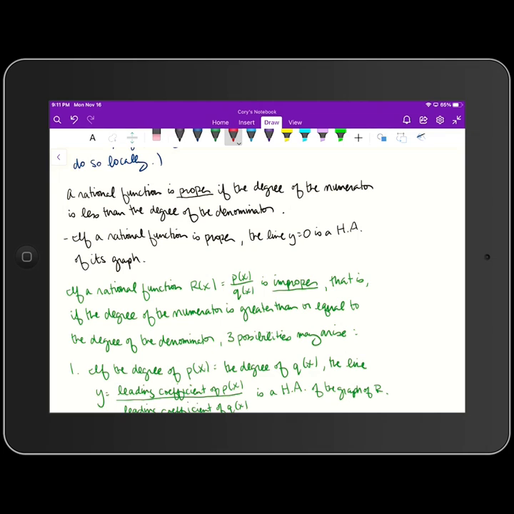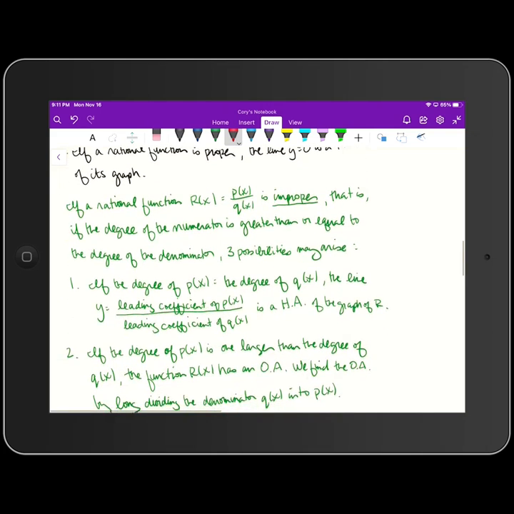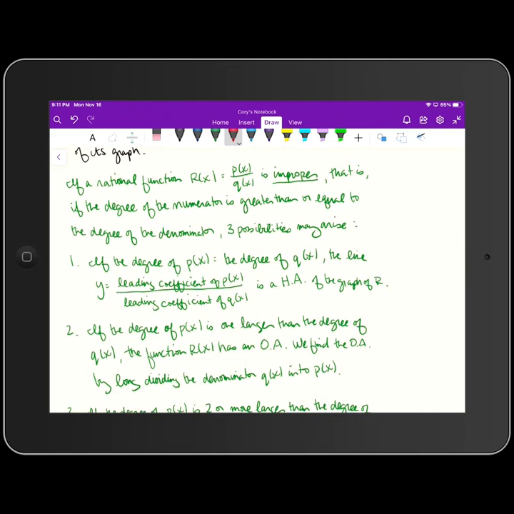All right, if a rational function r(x), which is equal to p(x) divided by q(x), is improper, that is, if the degree of the numerator is greater than or equal to the degree of the denominator, 3 possibilities may arise. So again, if your rational function is improper, that means the degree on top is greater than or equal to the degree on bottom.